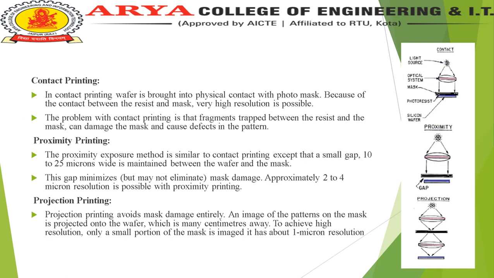Contact printing. In contact printing, the wafer is brought into physical contact with the photomask because of the contact between the resist and the mask, where very high resolution is possible. The problem with contact printing is that fragments trapped between the resist and the mask can damage the mask and cause defects in the pattern.